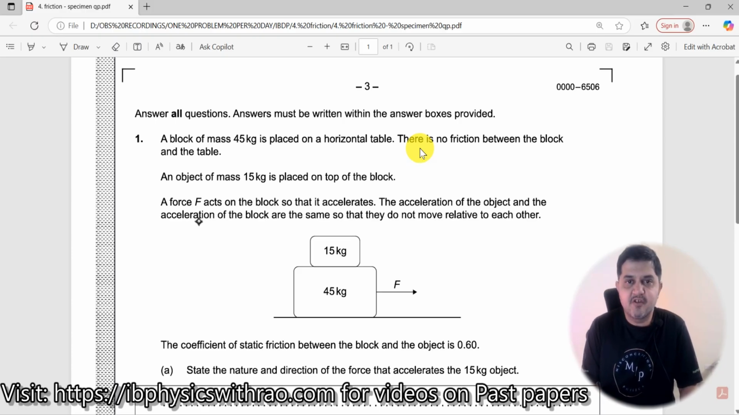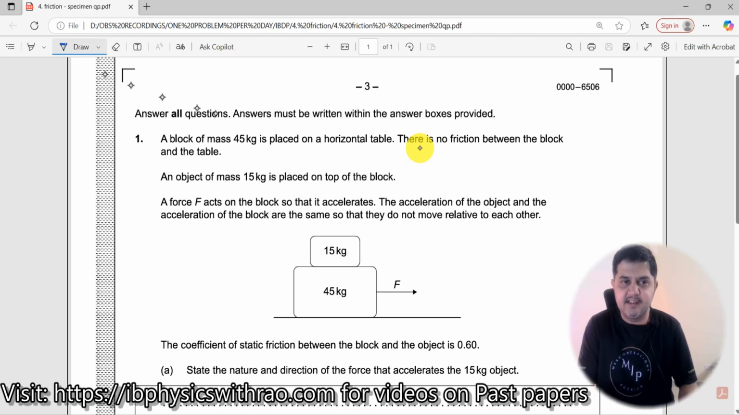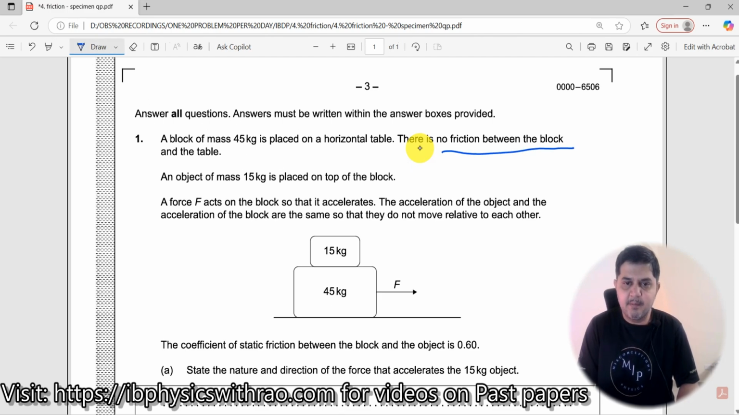So, this problem is from the chapter on mechanics, for HL and SL, it's the same one. A block of mass 45 kg is placed on a horizontal table. There is no friction between the block and the table. Okay. So, these are two blocks kept here, 15 and 45, and an object of mass 15 kg is placed on the block. So what he says is that there is no friction between the block and the table. Between this and this, there is no friction. So let me write mu equal to 0 here.